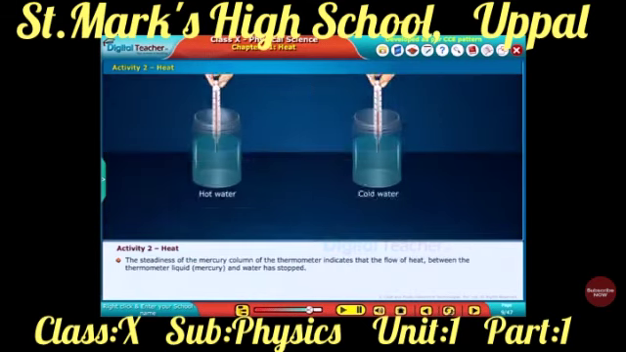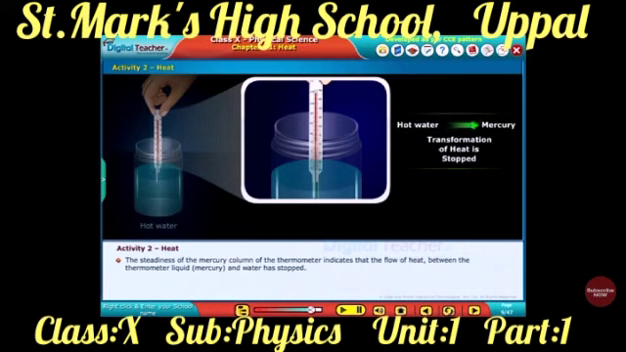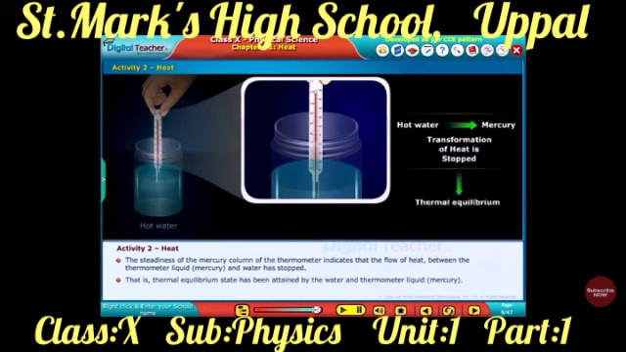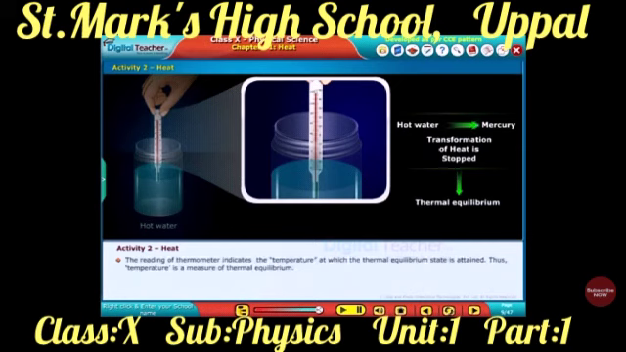The steadiness of the mercury column of the thermometer indicates that the flow of heat between the thermometer liquid mercury and water has stopped. That is, thermal equilibrium state has been attained by the water and thermometer liquid mercury. The reading of thermometer indicates the temperature at which the thermal equilibrium state is attained. Thus, temperature is a measure of thermal equilibrium.